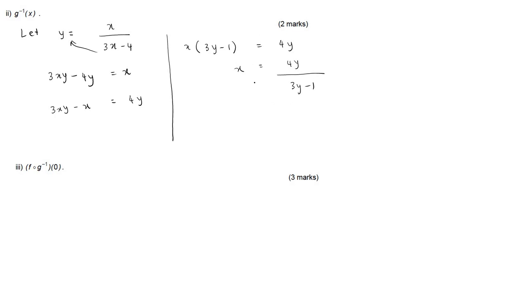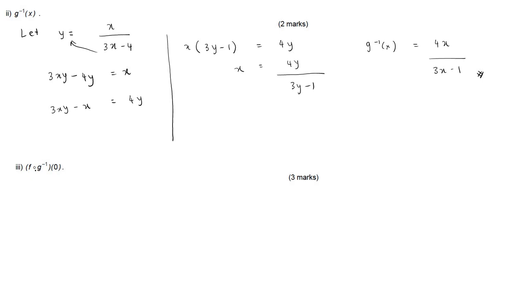Sini dapat macam ni. Asalnya kat kiri y, kanan ni in terms of x. And then kita edit sehingga kita dapat x sahaja di sebelah kiri, and in terms of y di sebelah kanan. But for the final answer, make sure to replace. Ni kena gantikan semula. So, g inverse of x equals 4x over 3x minus 1. That is the final answer.